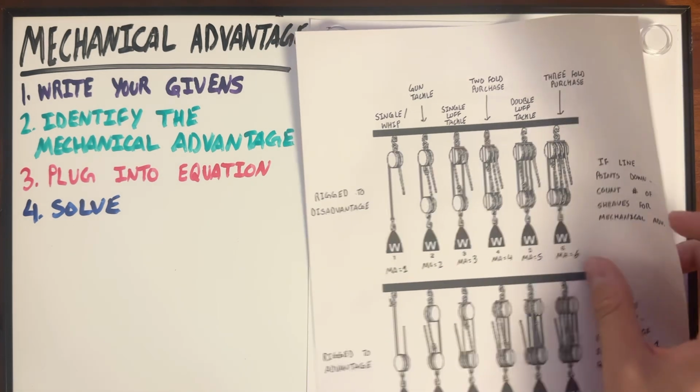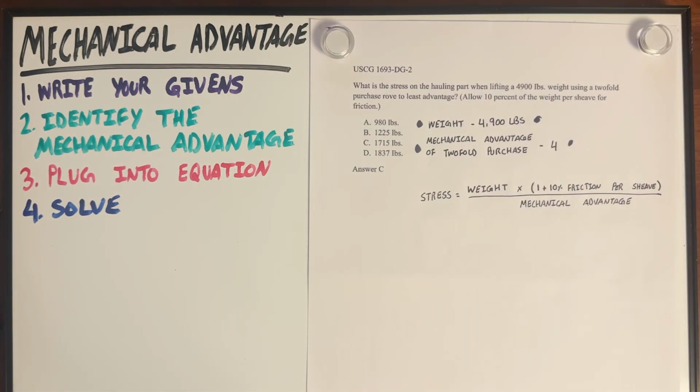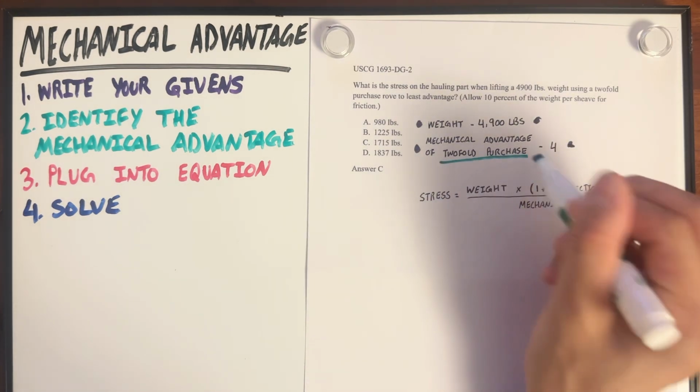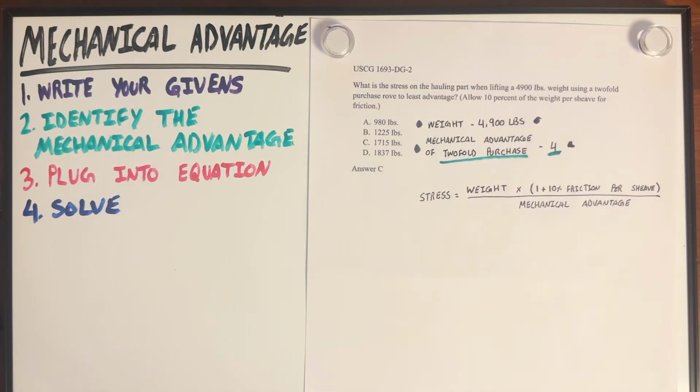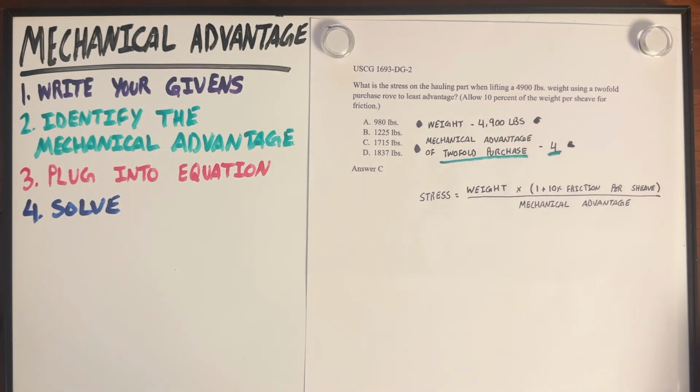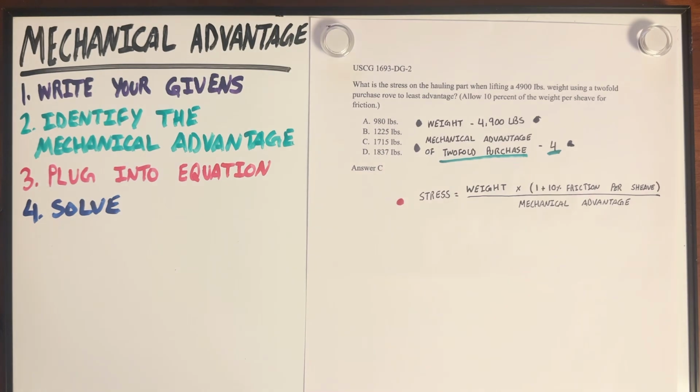So that's part of step 1, which is writing down your givens. Twofold purchase. Step 2 is to identify the mechanical advantage. The twofold purchase has a mechanical advantage of 4. Step 3 is to plug it into your equation, which is stress equals weight times 1 plus 10% for the friction per sheave over your mechanical advantage. So step 3 is here, and we will go ahead and solve.